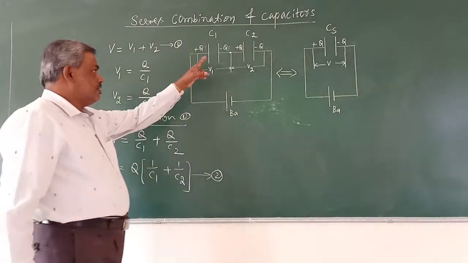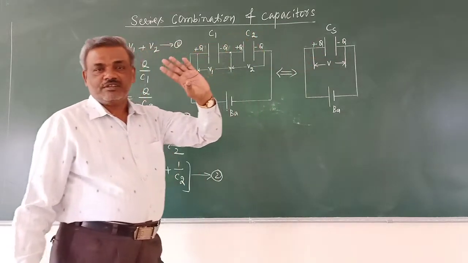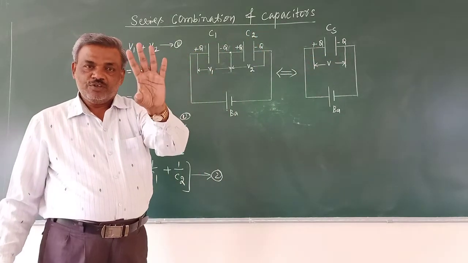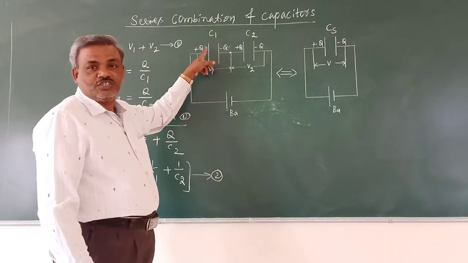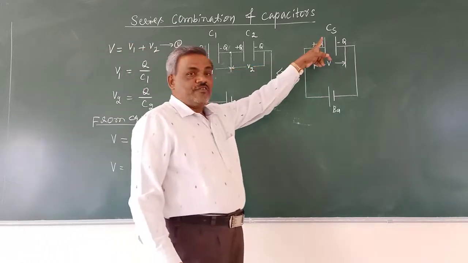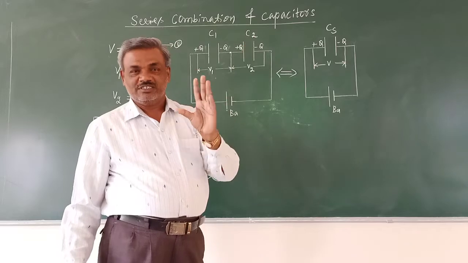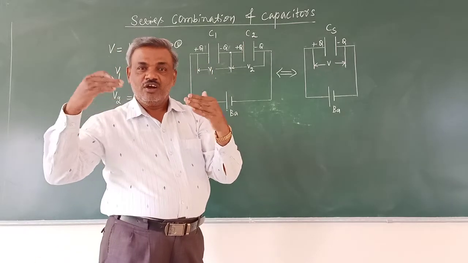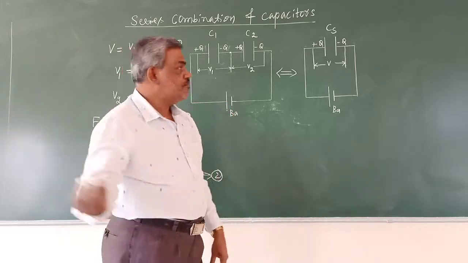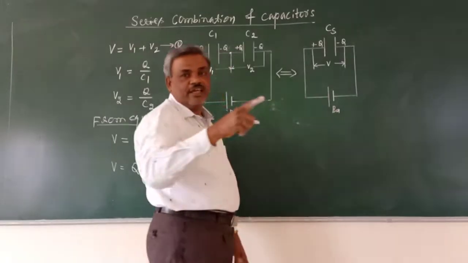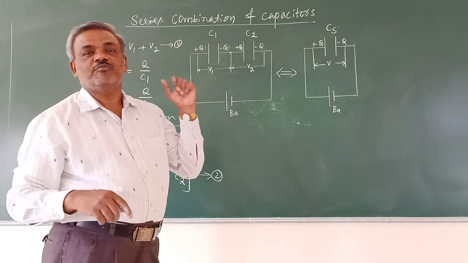So after the two capacitors are replaced by connecting a single capacitor, the single capacitor which produces the same effective value of charge and voltage is called effective capacitance or equivalent capacitance, or one more name, total capacitance. In series combination, the symbol is CS. CS is the effective or total or equivalent capacitance in series combination.